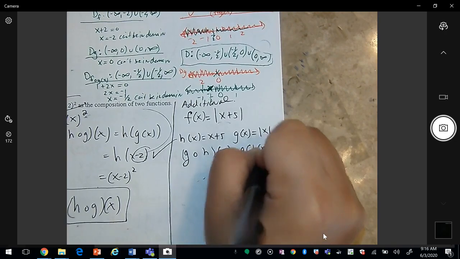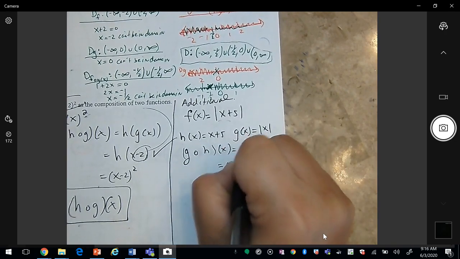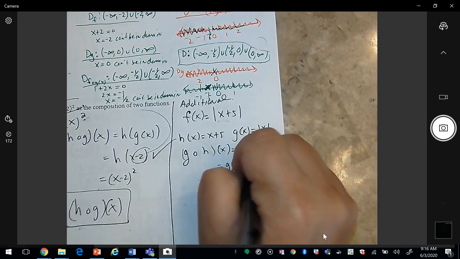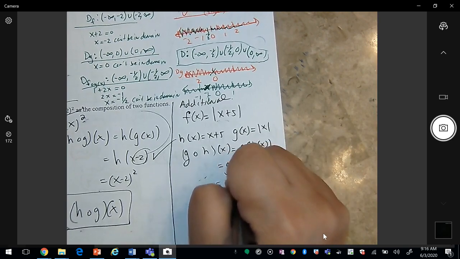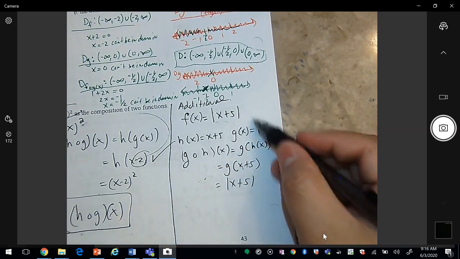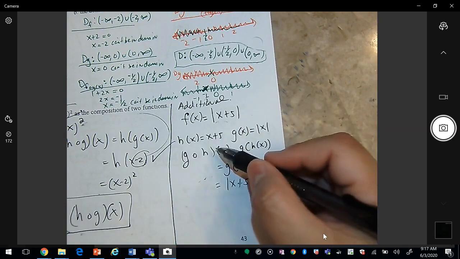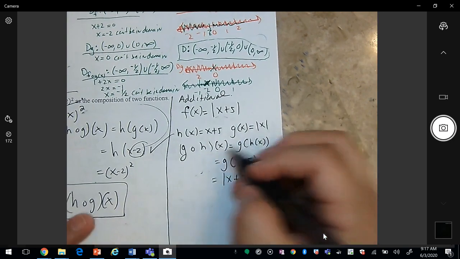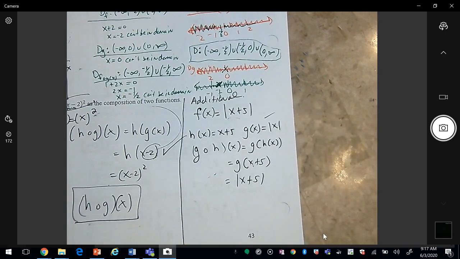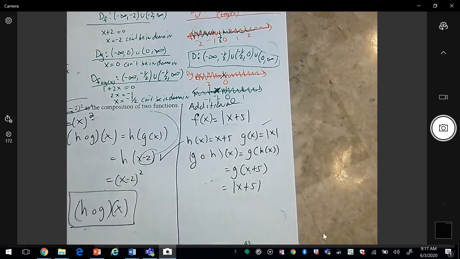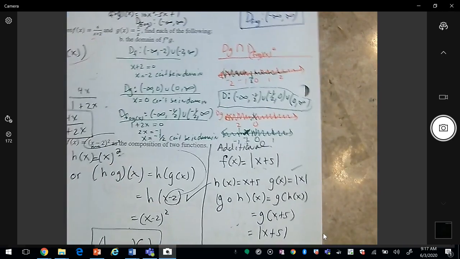So I can say that this is going to be g composed of h of x. And then you can check your work to make sure it does work. So h of x here is x plus 5. If I plug in x plus 5 for x, then I get the absolute value of x plus 5, which is what I had in the original. But if this didn't work, then you can try h of g of x. Okay, so that was it for section 1.8.